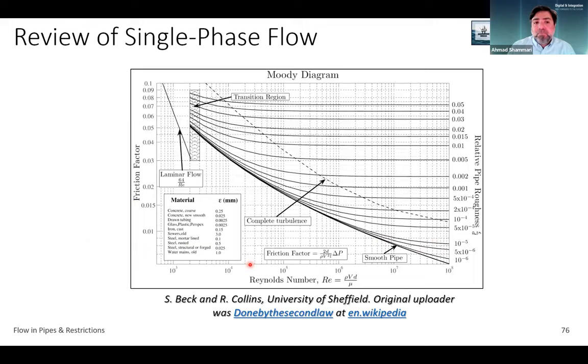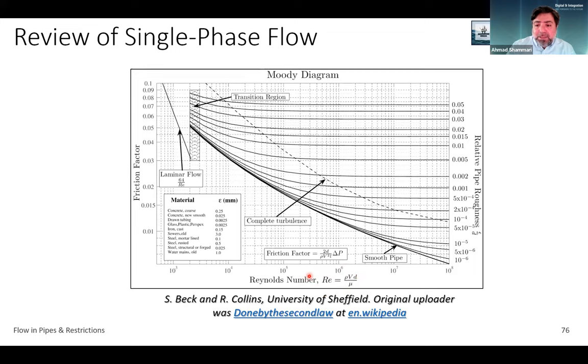So, I'm not sure if you remember this chart here, but it is very important, and it's called the Moody diagram. So what do we have here? How do we really understand this chart? On the y-axis, we have friction factor in a logarithmic scale that starts from 0 until 0.1. On the x-axis, we have Reynolds number.